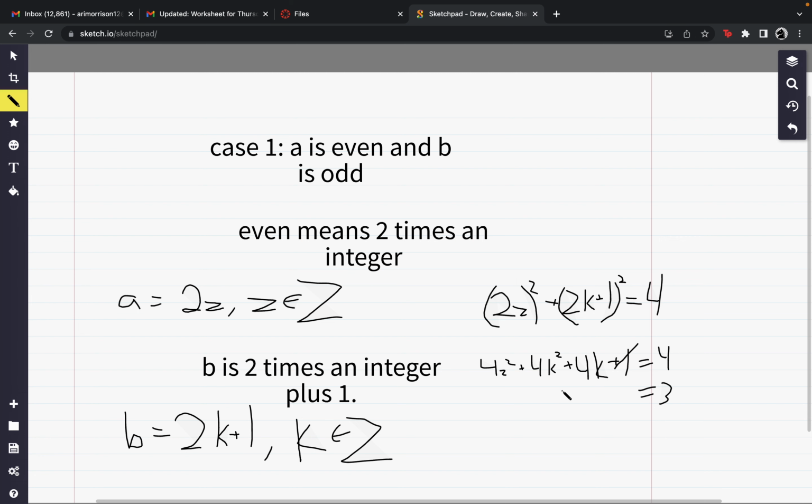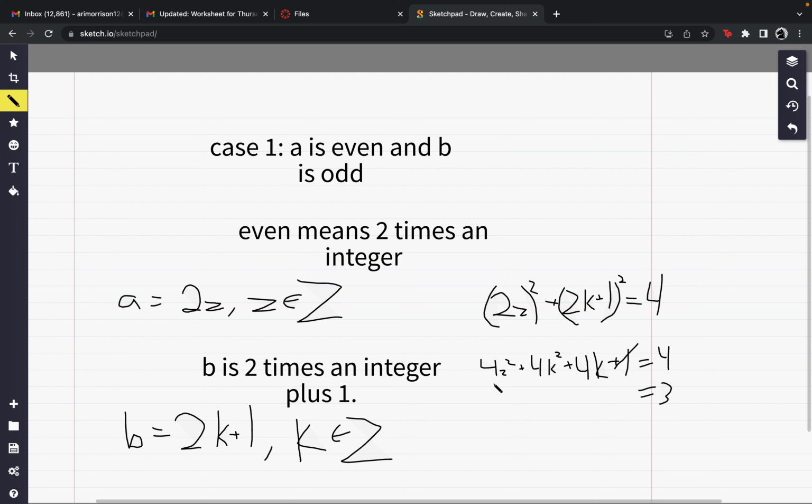And it's important to conceptualize what this means. We know that z is an arbitrary integer. It's any number, really, a whole number. And k is also any whole number. They could be the same. They don't have to be. That's why we didn't use z for both of them, because they don't have to be the same number.